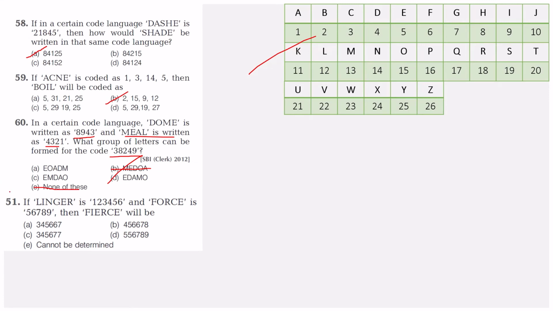And the 51st one, the question numbers are random, don't worry about that, but the questions are there, that's enough. If linger is 1 2 3 4 5 6, force is 5 6 7 8 9.